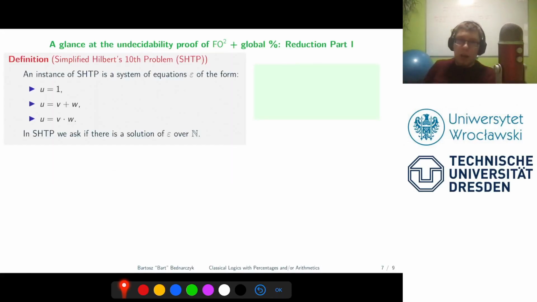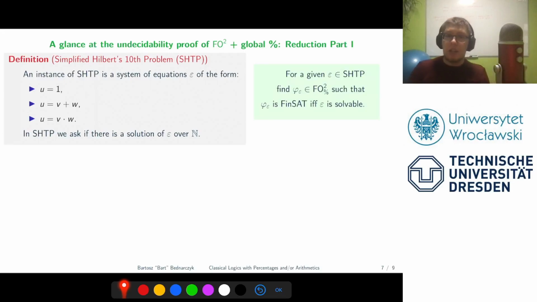Okay, so these were two main tricks in our undecidability proof, and this is how the undecidability proof goes. First of all, we have a notion of a simplified Hilbert tenth problem, SHTP in abbreviation. An instance of this problem is just a system of equations, and every equation looks as follows. Either I have a variable and I say that this variable is equal to 1, or I have a sum of two variables, or I have a product of two variables. In SHTP, we ask whether an input system of equations, epsilon, has a solution over natural numbers. And it is well known that this problem is undecidable.